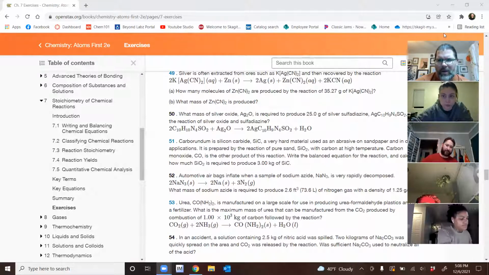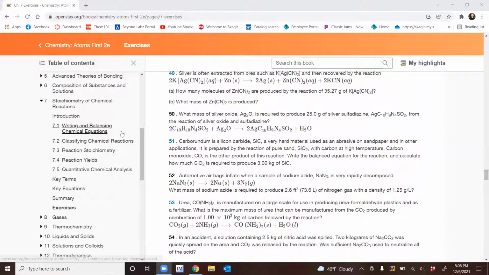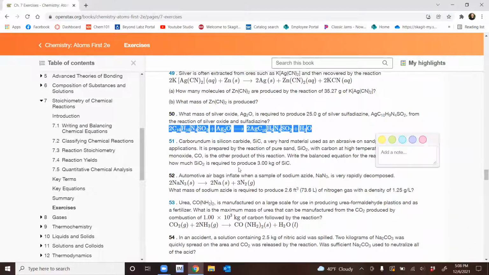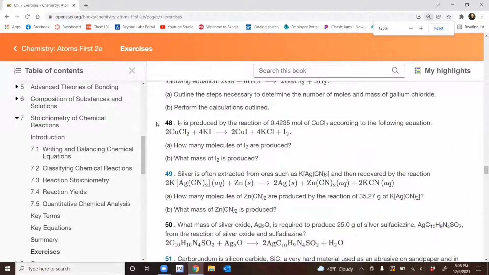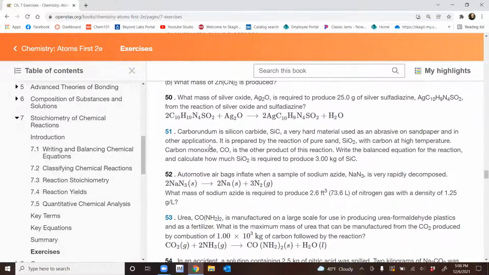Let's start with number 50 together. What mass of silver oxide, Ag2O, is required to produce 25 grams of silver sulfadiazine in this reaction? I'll make it a little bigger for y'all. So number 50, give this one a shot. Big molecules, but same principles that we've been using for quite a while. All right, see if you can figure this one out.